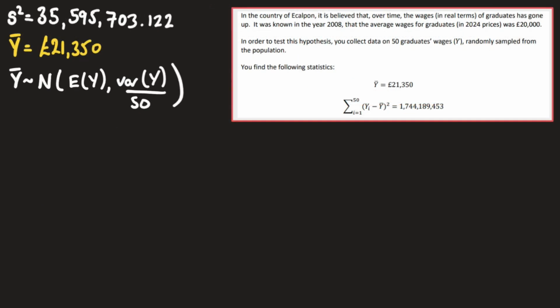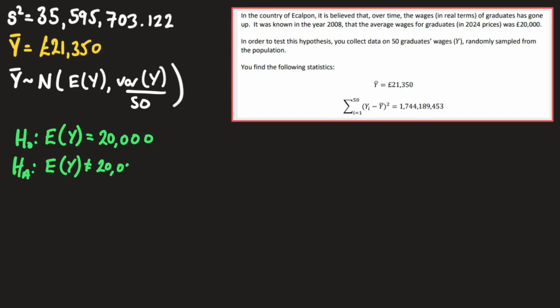So we want to finish this off by formally testing the null hypothesis that average wages haven't changed since 2008. So in other words, the expected value of y is still equal to £20,000, against the alternative hypothesis that the expected value of y is not equal to £20,000. In other words, that the average wages have changed. Now, we're using an estimate of the variance of wages.